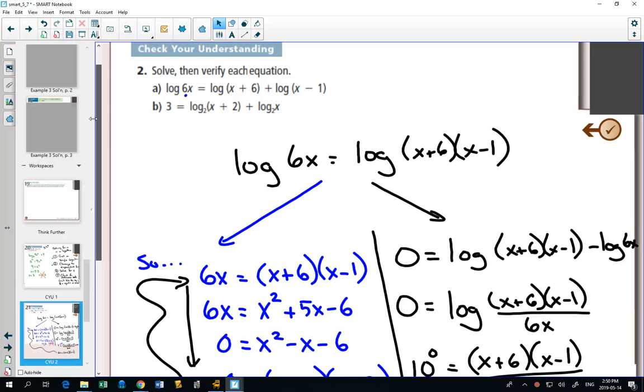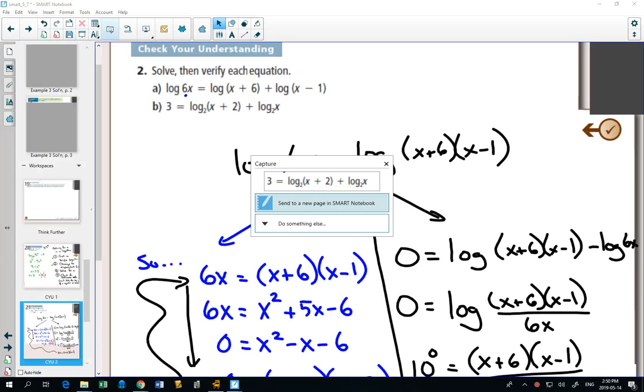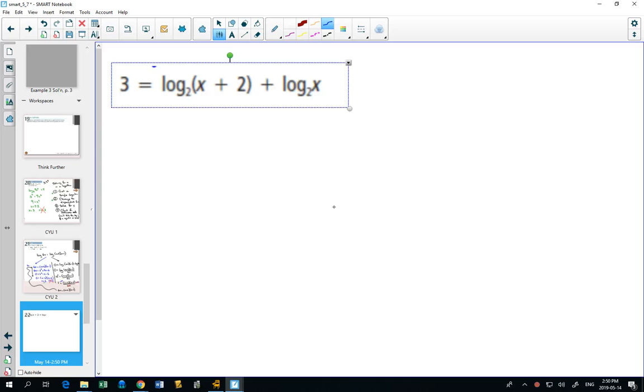So let's look at part B. We want to get things to a single logarithm and then change to exponential form. Do I have a single log? No. I have two of them. Can I combine these? Yes. A log plus a log: multiply.